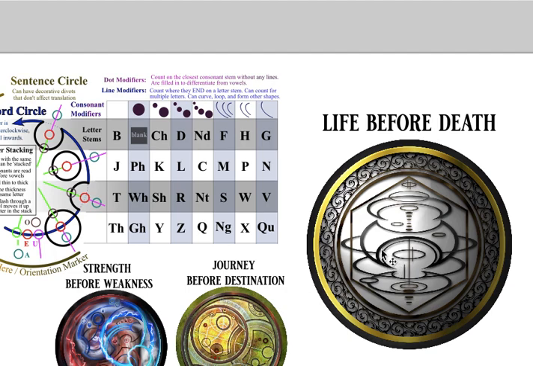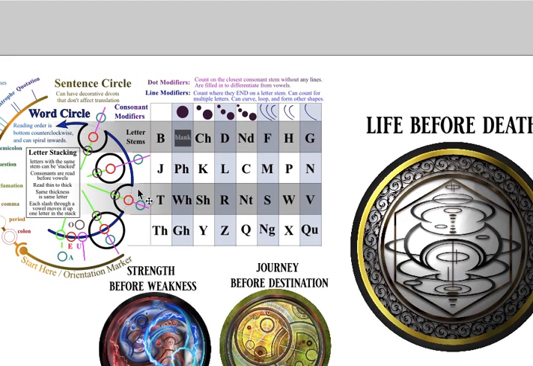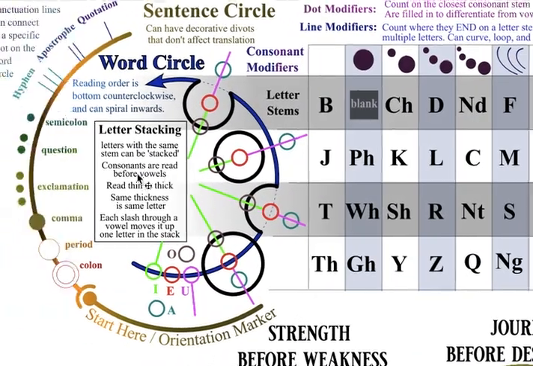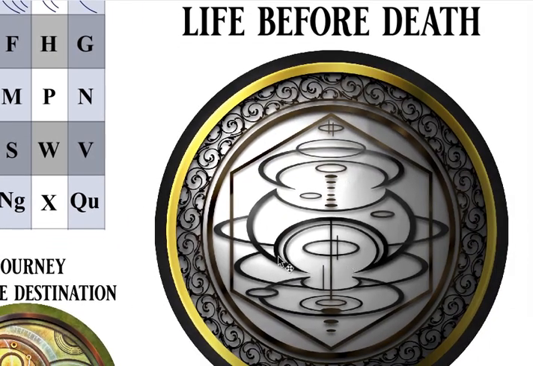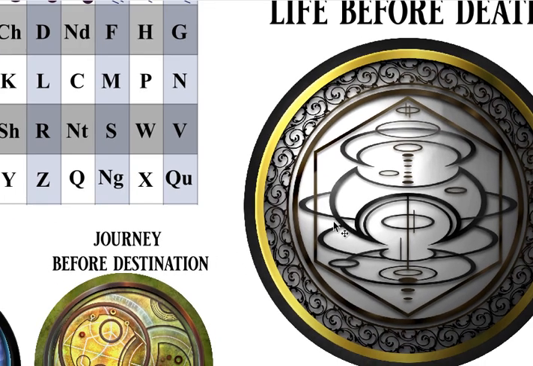And we have a letter stack. So we're going to be looking at our letter stacking rules here. Let's read them real quick. Letters with the same stem can be stacked, and we're working with this stem here. Our letters are in this row. And consonants are read before vowels. So we will read our consonants first. We have this deep divot, and that one has nothing on it. This deep divot has 1, 2, 3 lines on it. So we currently have a B and an F.